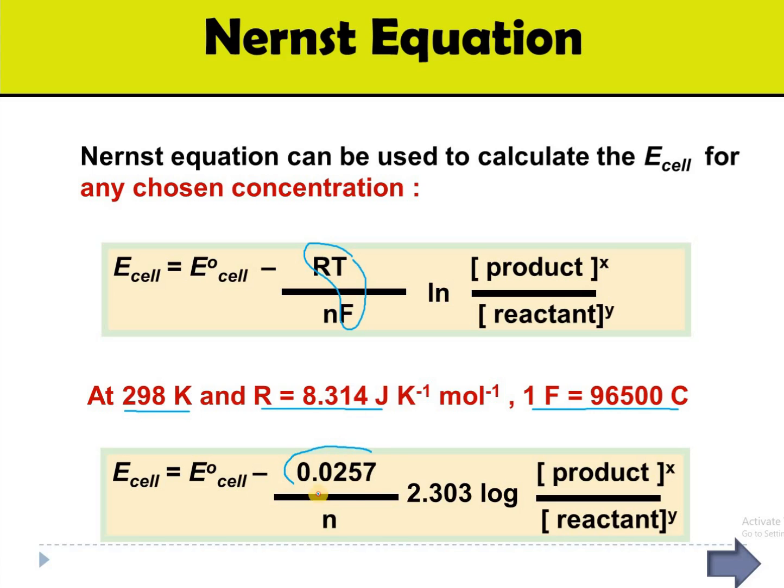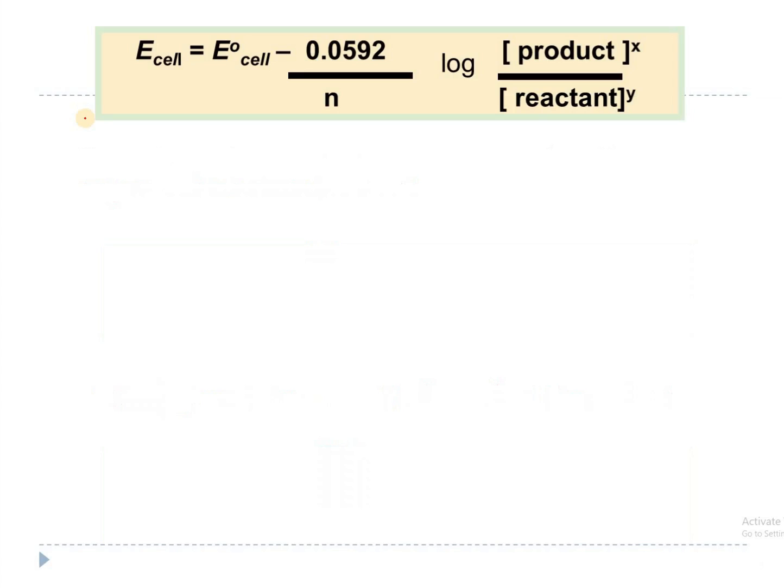you get the value 0.0257. And if you change the ln to log, you multiply by 2.303. Multiplying 0.0257 by 2.303, you get the value 0.0592. This is the new Nernst equation after you convert R, T, and F and change ln to log.